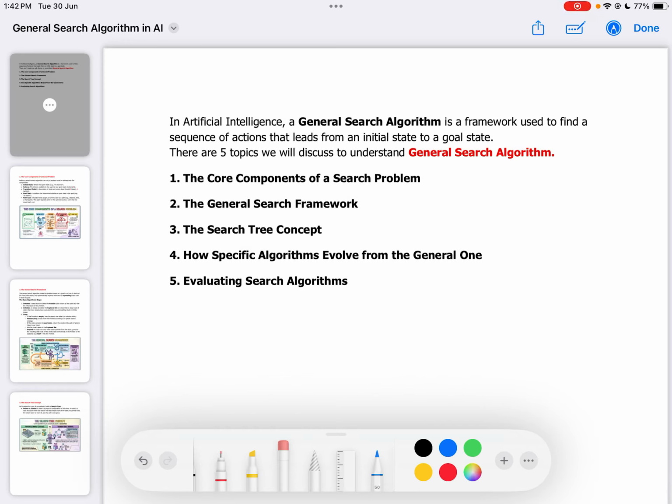Hello students, today we are talking about general search algorithm and this is the part 2 video of it. First we covered core components of a search problem. You can watch the previous video and watch the second part. Today we are going to talk about general search framework and search tree concept.